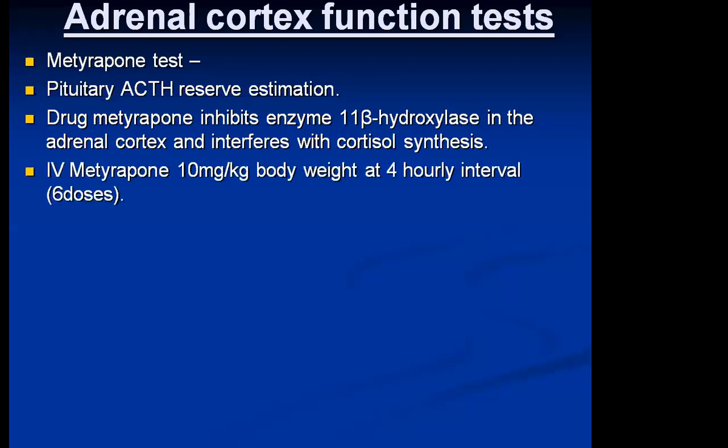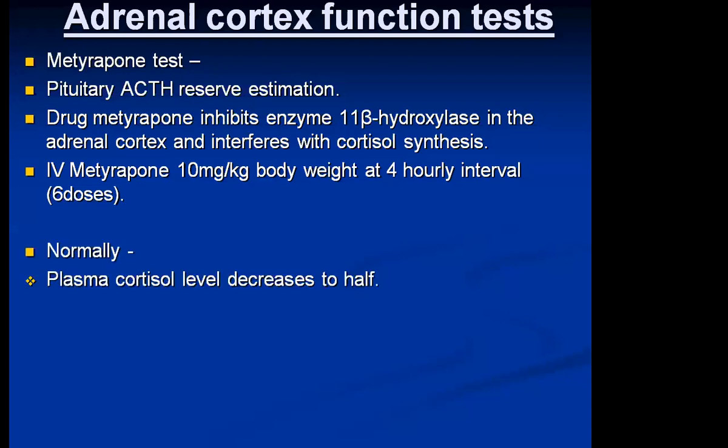So what is the procedure in this test? You have to give metyrapone IV, 10 milligrams per kg of body weight at 4 hourly intervals. That means in 24 hours, you have to give 6 such doses. So normally, what do you expect in a normal person? The plasma cortisol level should decrease. CRH, ACTH, and 11-deoxycortisol levels will increase.